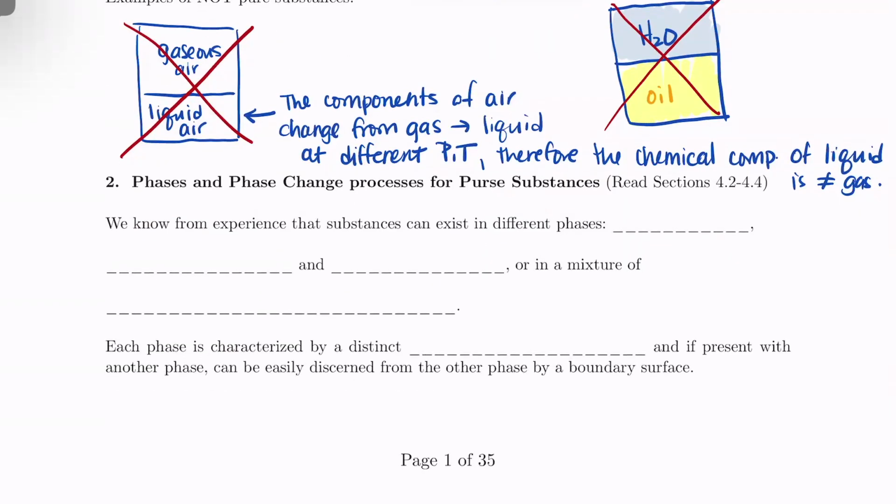We also are going to care quite a bit about phases. So what phase a substance is in, whether that's liquid or solid, liquid or vapor, or whether it's a mixture of two or more phases.